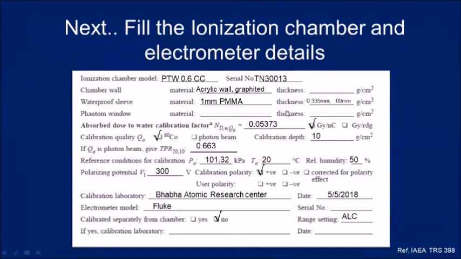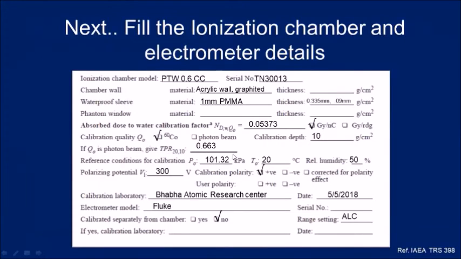Next, fill up the ion chamber details. Be careful, you use the same ion chamber for which the calibration factor is available, calibrated in an SSDL, and the calibration certificate provides you these details. And it is calibrated for cobalt. The TPR 20/10 is 0.663.